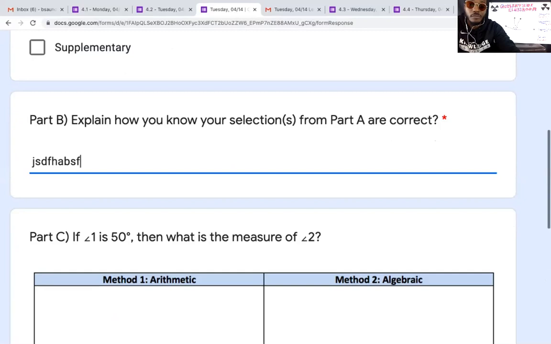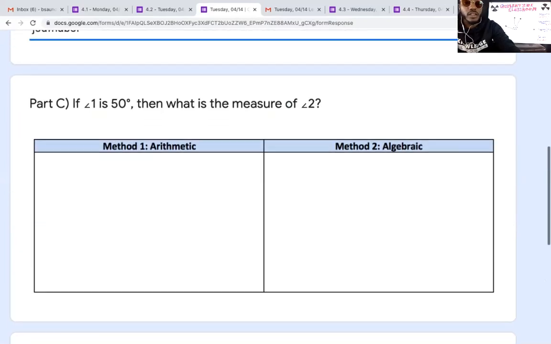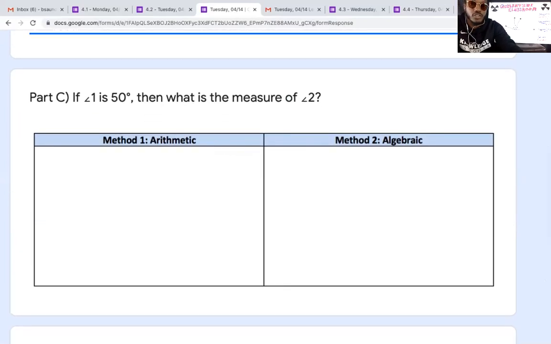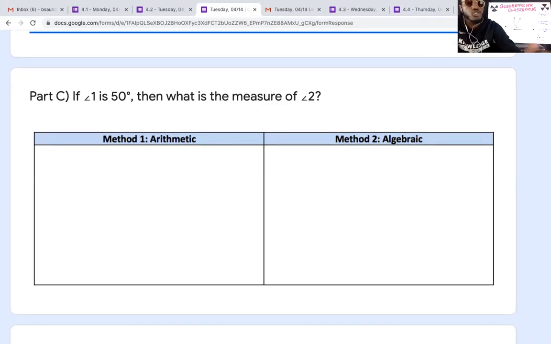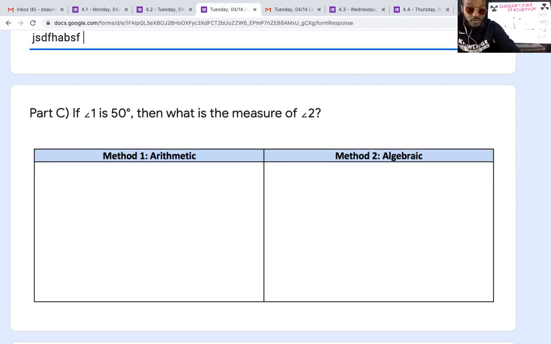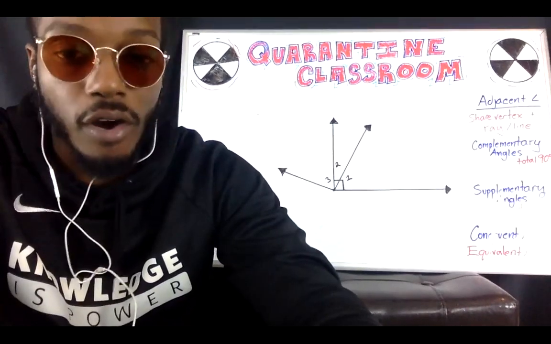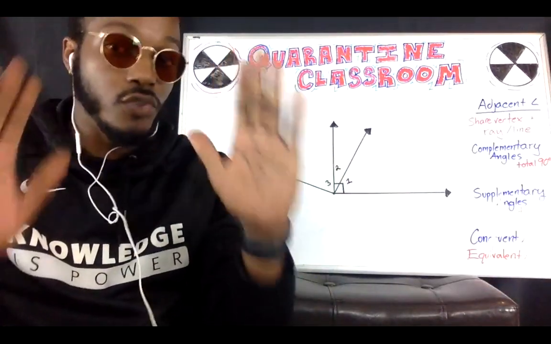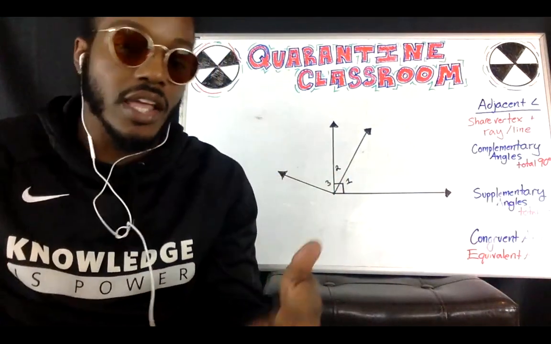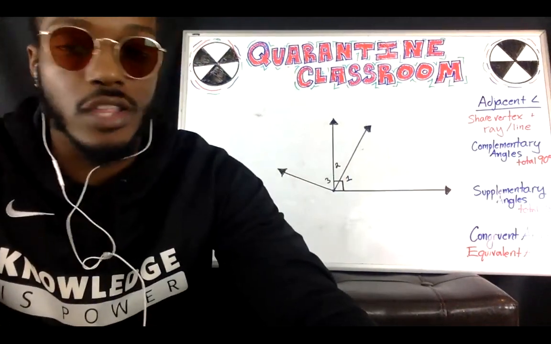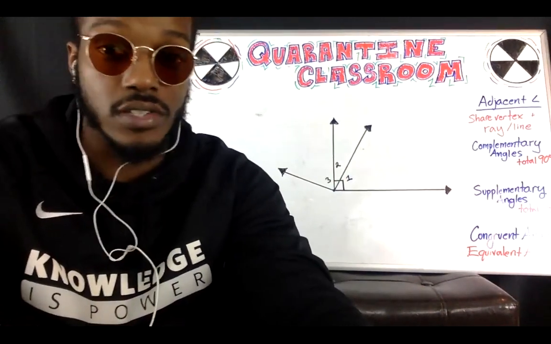Okay. Part C. If angle 1 is 50 degrees, then what is the measure of angle 2? Again, this is something that there are two methods to do. There's the arithmetic method, and then there's the algebraic method. They are going to feel very similar. I am going to show you both of them. So this is definitely a part where, if you need to pause the video, get a place in your notebook that looks like that method 1, method 2 page so that you have a clear-cut example of what this should look like.